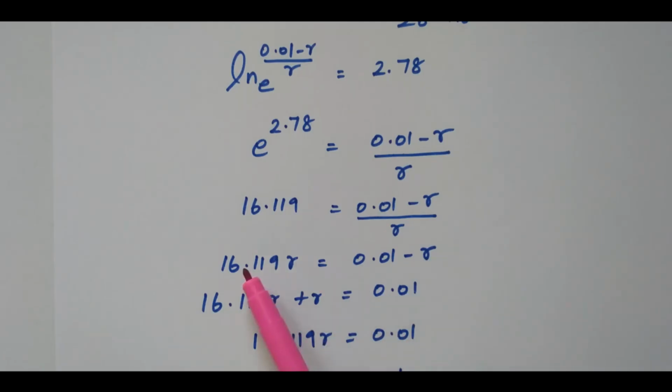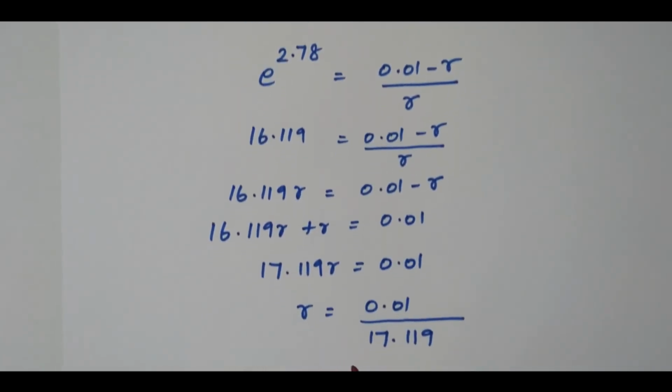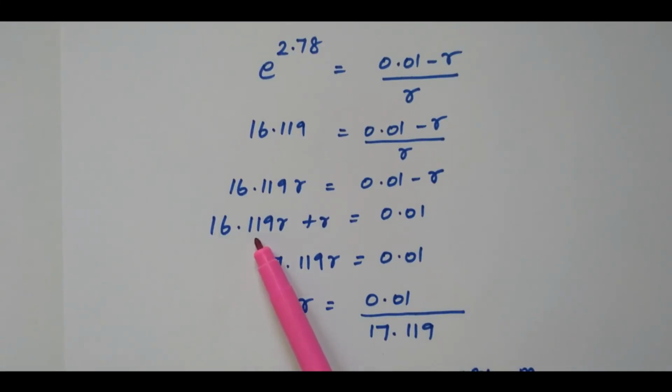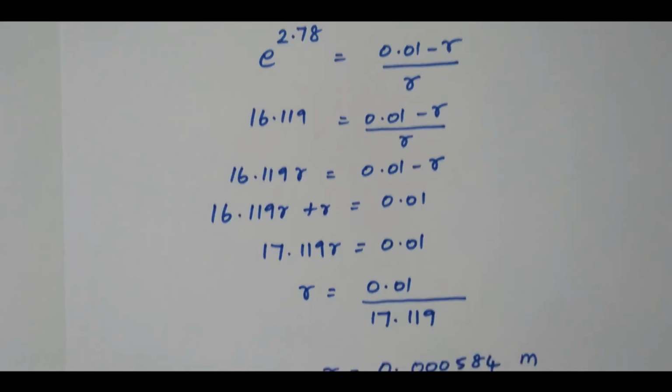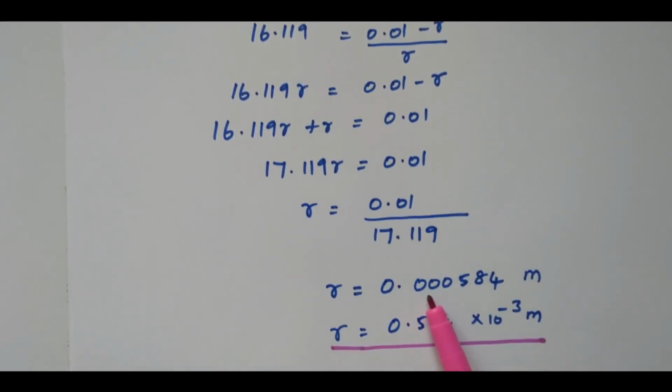Bring this minus r to the left hand side. So that 16.119 r plus r equal to 0.01. So 17.119 r equal to 0.01. So that r equal to 0.01 divided by 17.119. Right. So by simplifying this, what we got, 0.00584 meter. That can be written as 0.584 into 10 to the power minus 3 meter. Right. So for epsilon r equal to 2, we got the value of r, that is the size of the conductor is 0.584 into 10 to the power minus 3 meter.